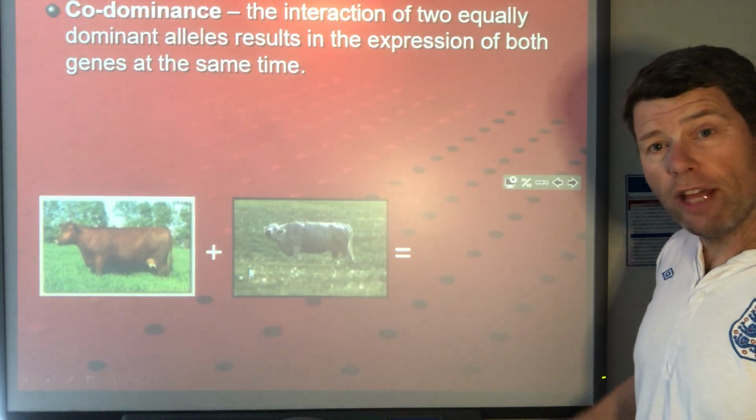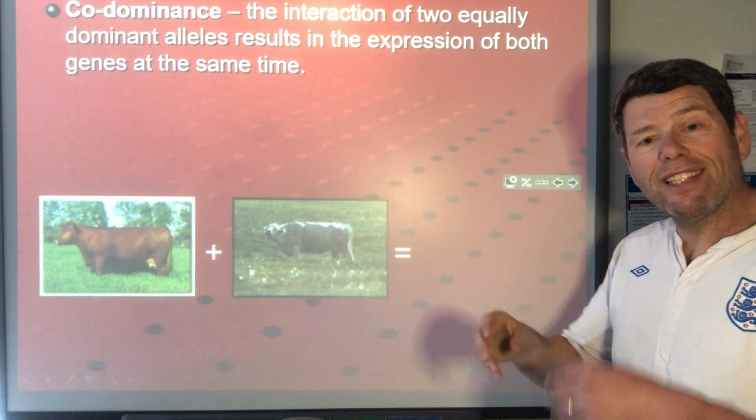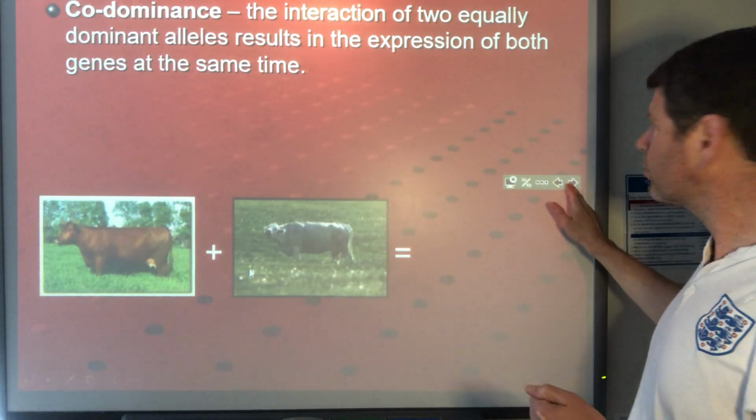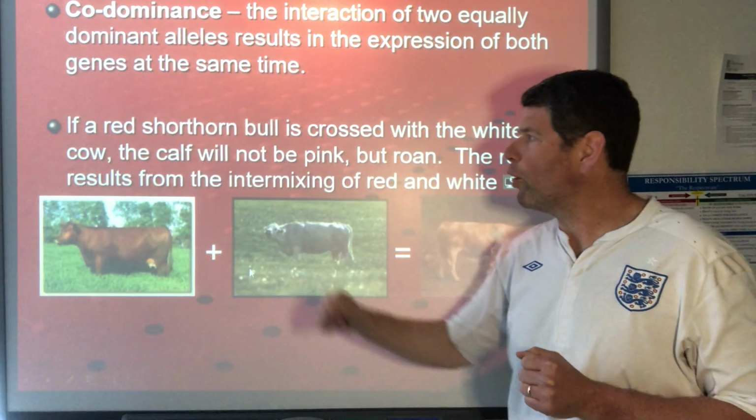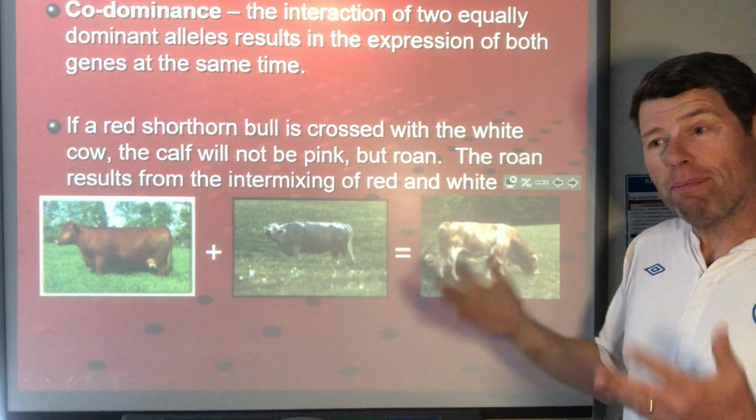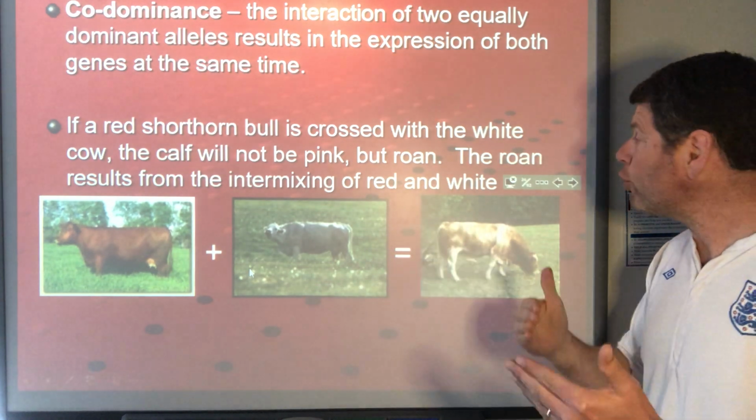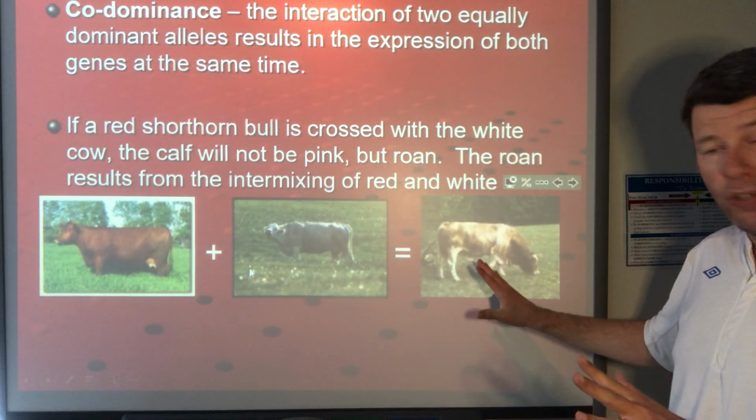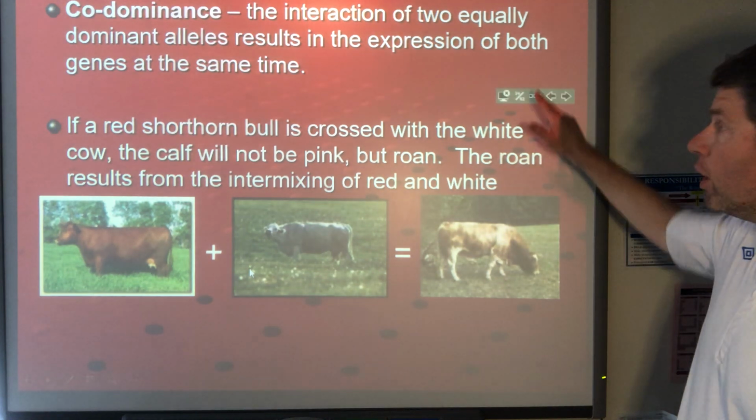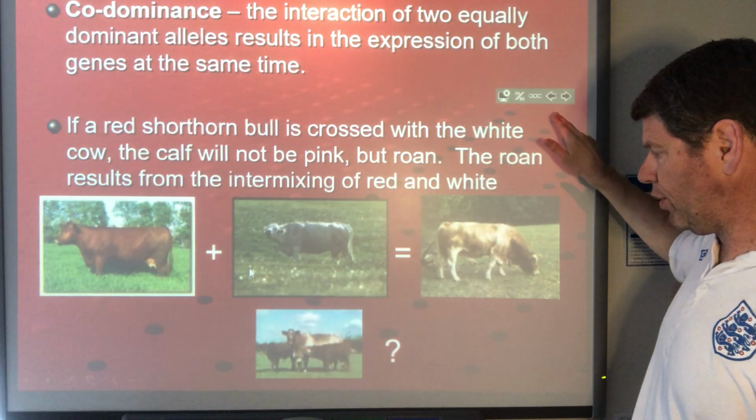Another situation is codominance. This is the interaction of two equally dominant genes, and you're going to see both of those genes expressed at the same time. This happens with cattle, where we have a red shorthorn bull, and we're going to cross it with a white cow. The calf will not be a pink calf, but what we call roan. Roan is an intermixing of red and white hairs, so kind of splotchy, but we see red and white intermingled. That is what we call codominance. So let's see exactly how this looks.